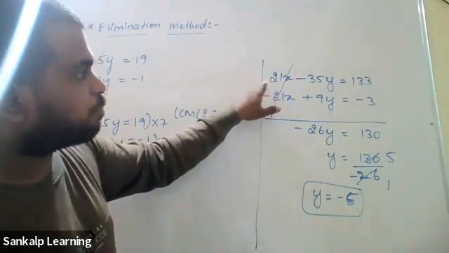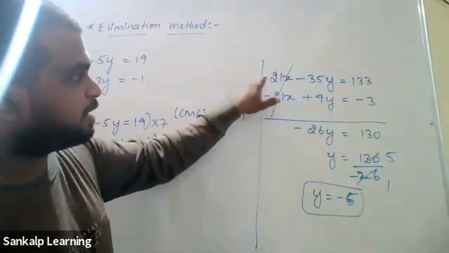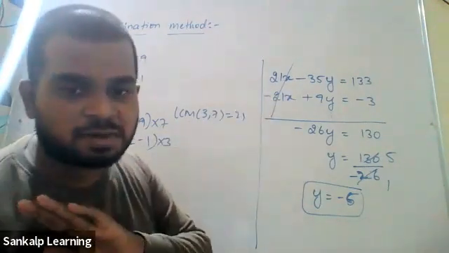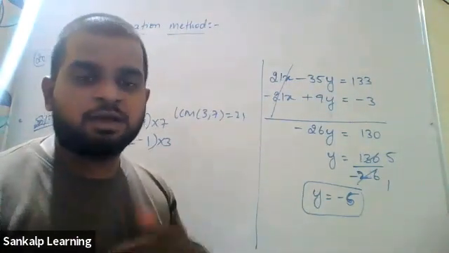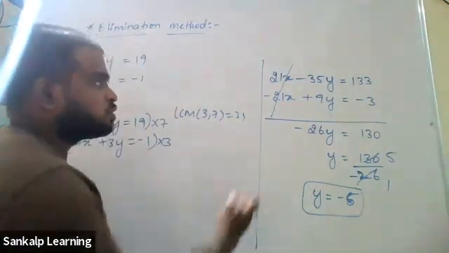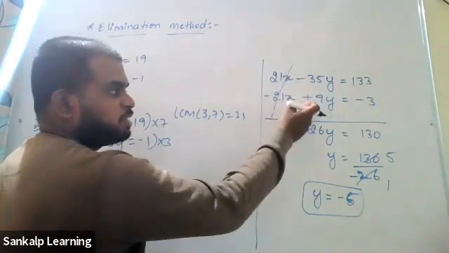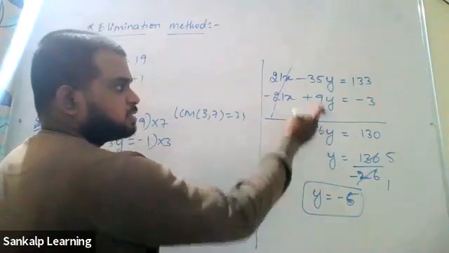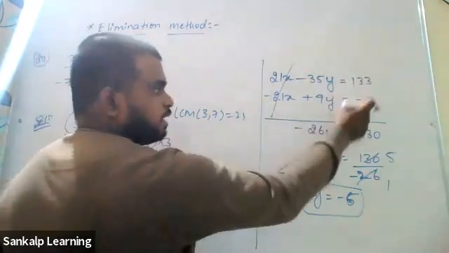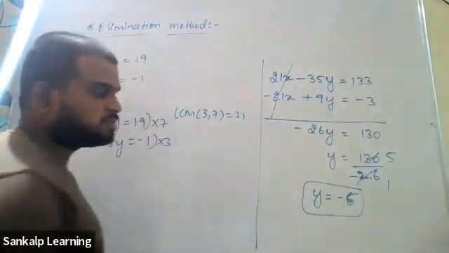Here, this number has a positive sign and this number has a negative sign. They have different signs, so we do not change the sign. But in the previous problem, both numbers had the same sign, so we were changing it. Plus and minus cancel. Here there is a minus, here there is a plus, so you have to subtract it. 35 minus 9 is 26. Take the greater number's sign. 133 minus 3 is 130. So you got y as minus 5.